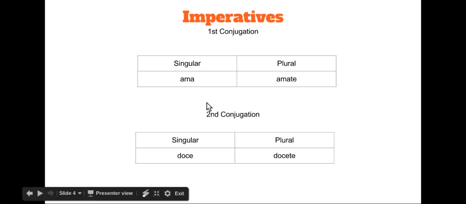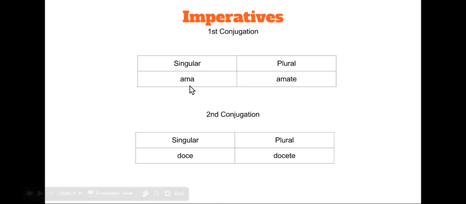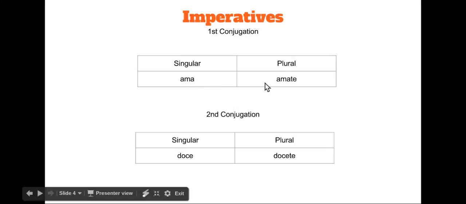And then your imperatives are singular and plural. Again, these are commands. Ama, you singular, love. So I'm talking to one person, love. And then amate for the plural. And then you have doce, which is singular with E, and then docete. Think about salve, salvete, and vale, valete; it follows the same pattern.